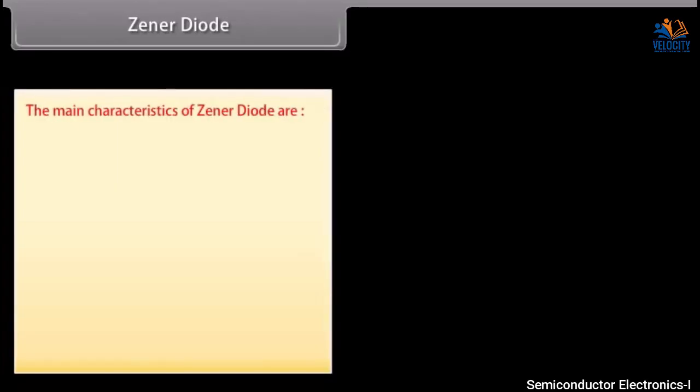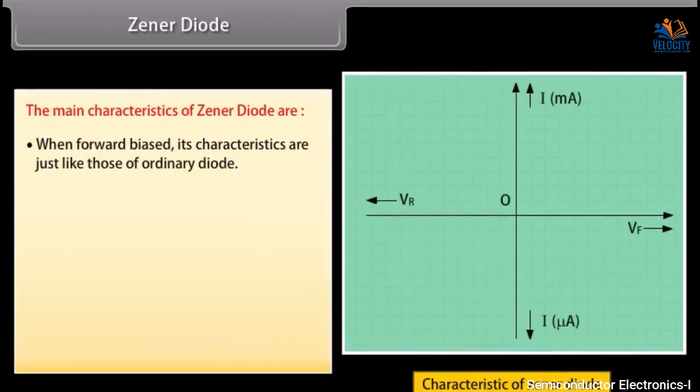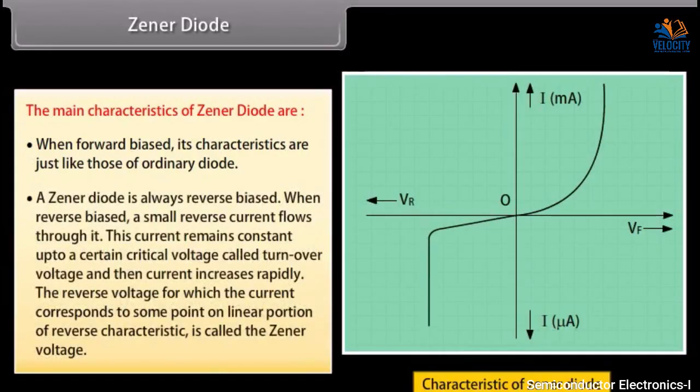The main characteristics of a Zener diode are: when forward biased, its characteristics are just like those of an ordinary diode. A Zener diode is always reverse biased. When reverse biased, a small reverse current flows through it. This current remains constant up to a certain critical voltage called turnover voltage, and then the current increases rapidly. The reverse voltage for which the current corresponds to some point on the linear portion of the reverse characteristic is called the Zener voltage.